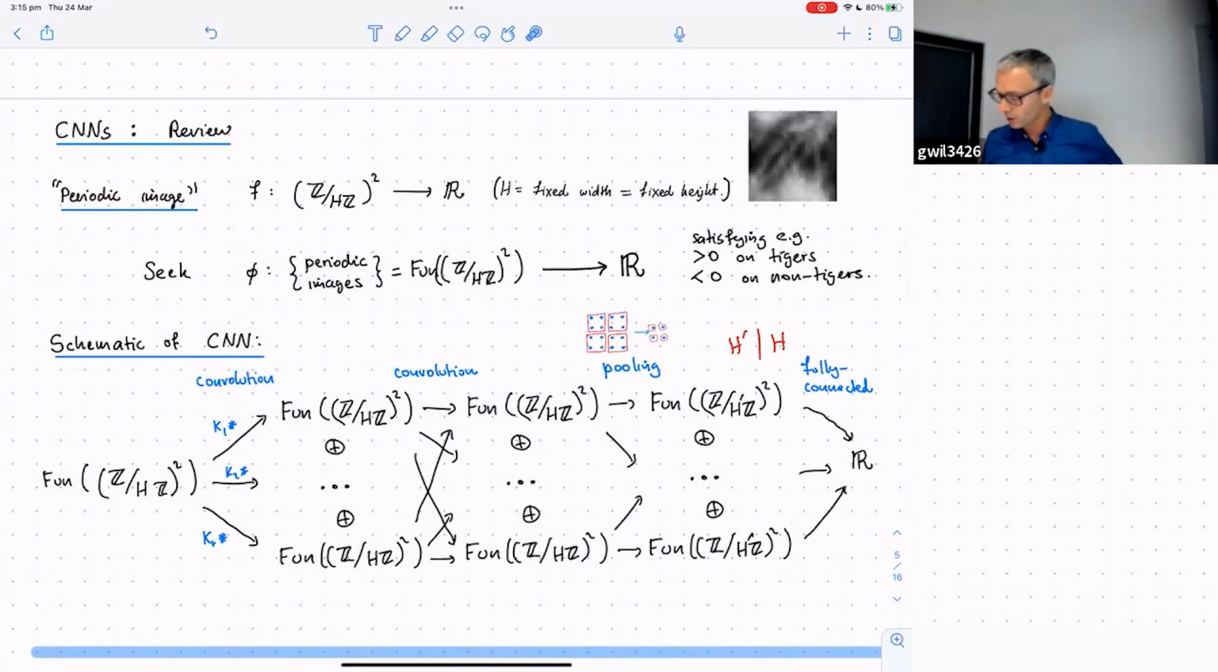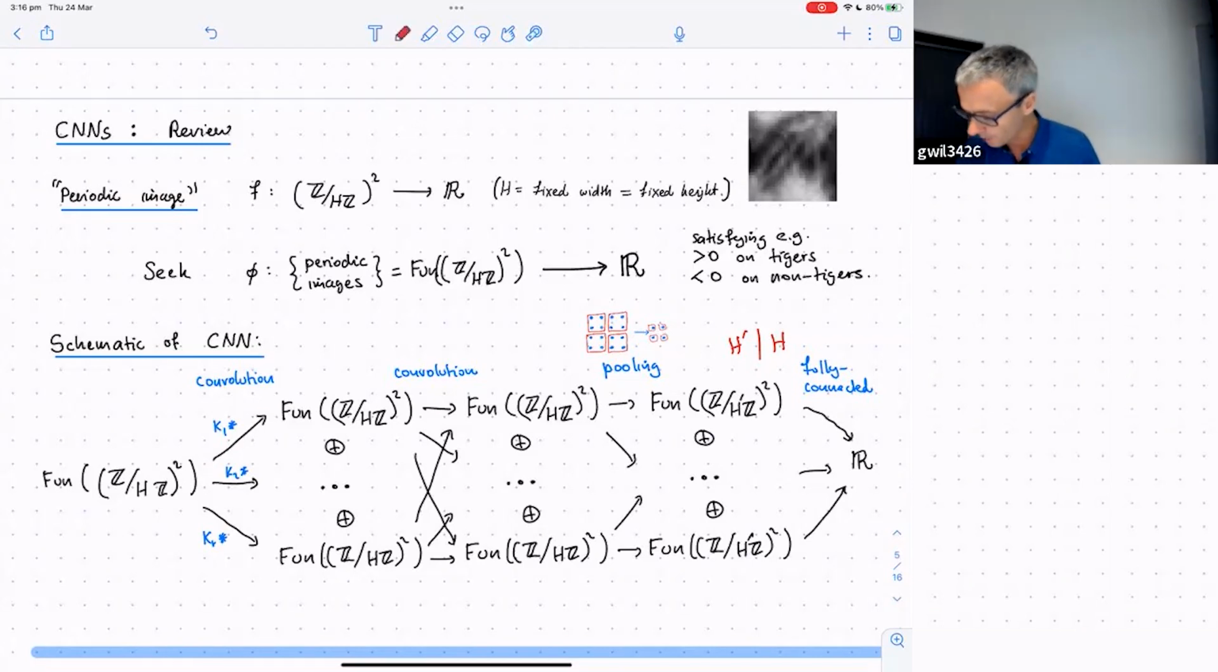So what one should think about is that we're seeking a function from here to here, and this function is going to be highly nonlinear. It's a nonlinear function on this big vector space. And I guess one of the points of machine learning is that learning a highly nonlinear function on a high dimensional vector space is a very difficult task. And we get an enormous amount of mileage out of viewing it as composed of rather simple functions. So the simple functions that we use are convolutions.